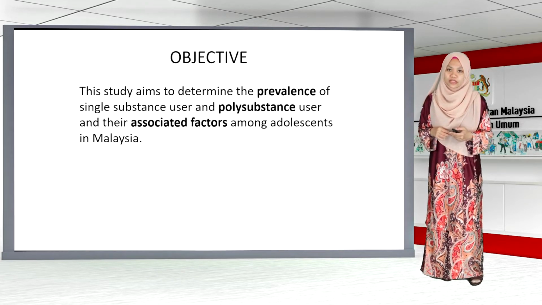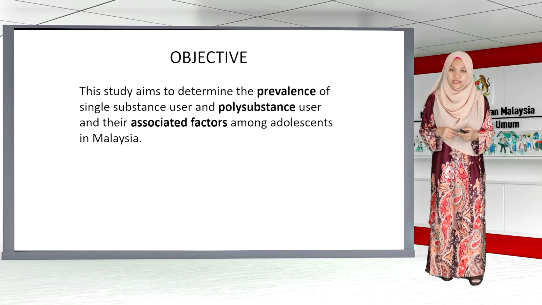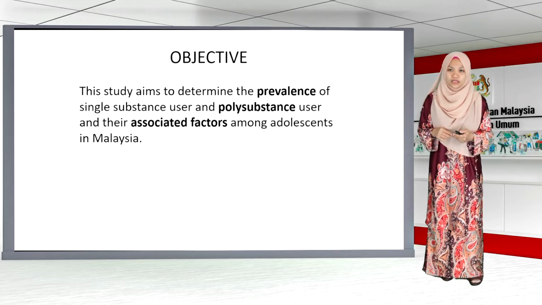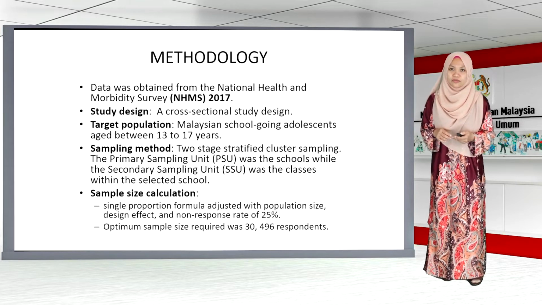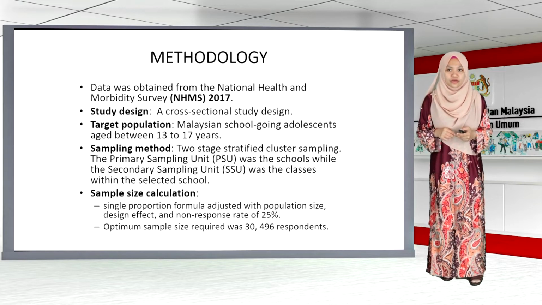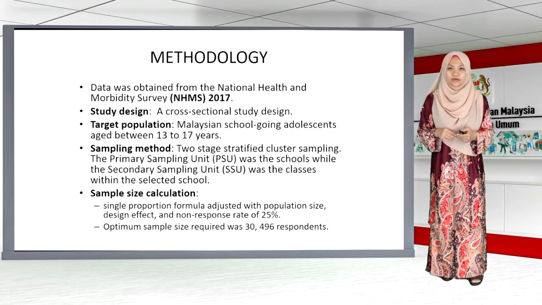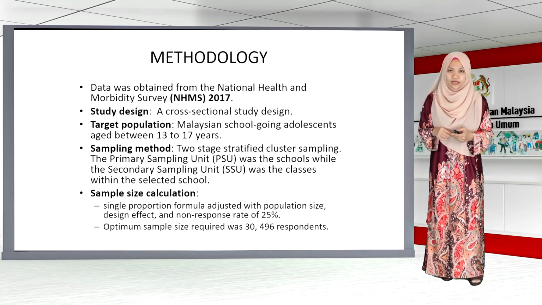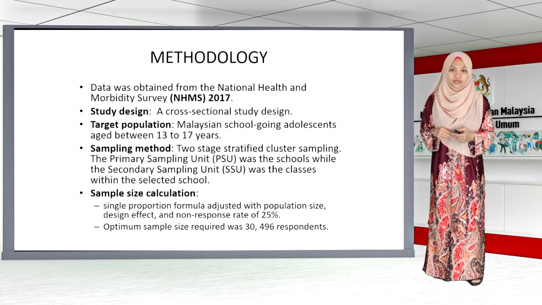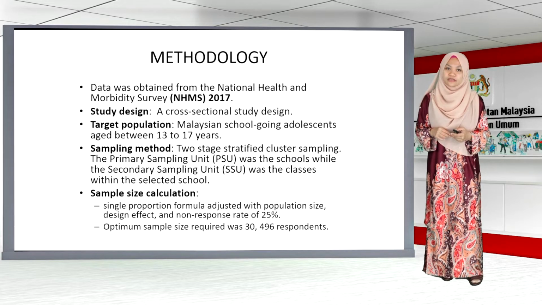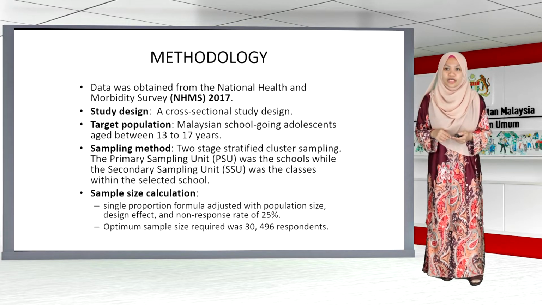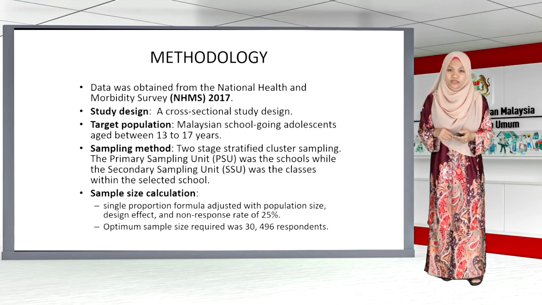So this study was conducted to determine the prevalence of single and polysubstance users and their associated factors among adolescents in Malaysia. For methodology, we extracted the data from NHMS 2017, which is the Adolescent Health Survey, AHS. AHS is a cross-sectional study targeting school-going adolescents aged between 13 and 17 years.